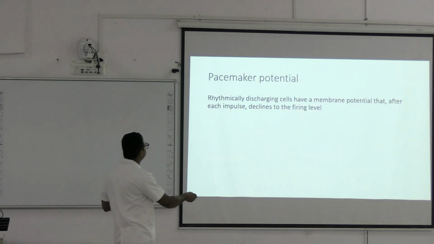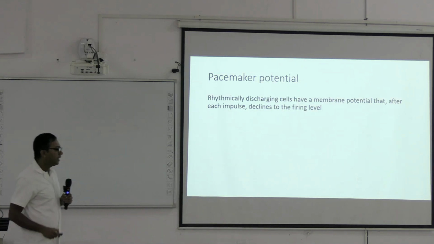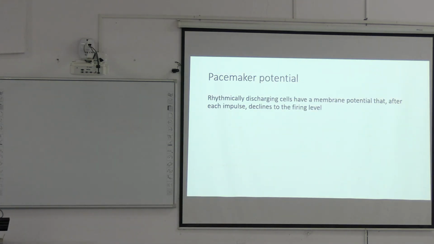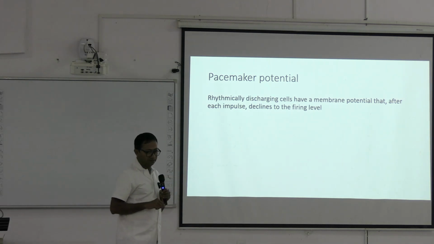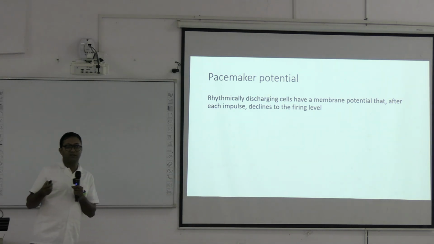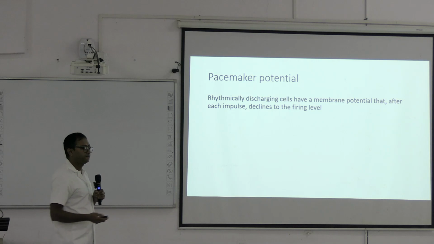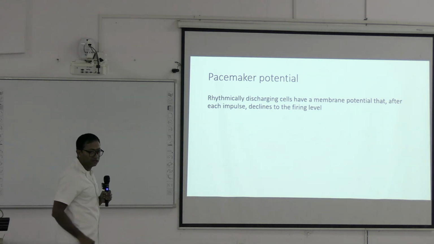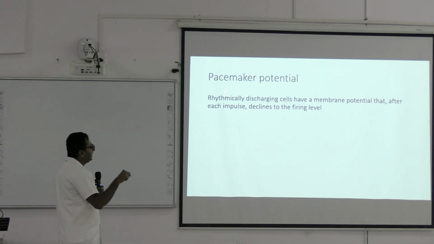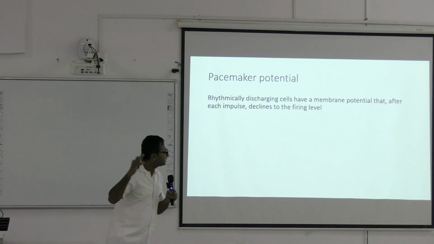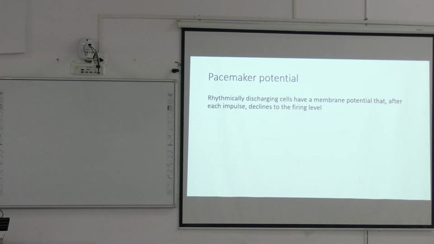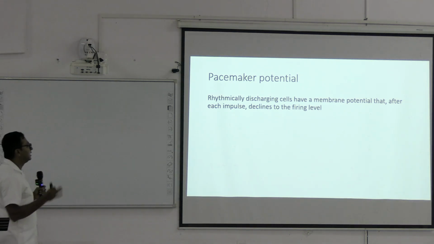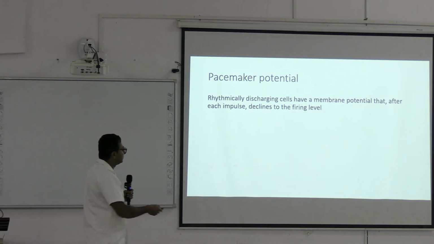Now come to the definition of pacemaker potential. Every rhythmically discharging cell has a membrane potential that after each impulse declines to firing level. Why is it called declining? Because it declines to firing level, right? Each rhythmically discharging cell maintains a membrane potential which automatically, after each impulse, declines to firing level.